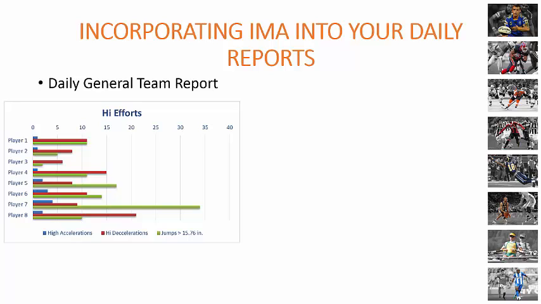It's very simple. You can see here player 7 had the most jumps, whereas player 8 had the most decelerations, player 7 had the most accelerations. It's not something that you can make long-term changes with, but it's a great snapshot to give your coach after a practice or a session, and it's a really simple way to start incorporating reports into your coach's daily routine.